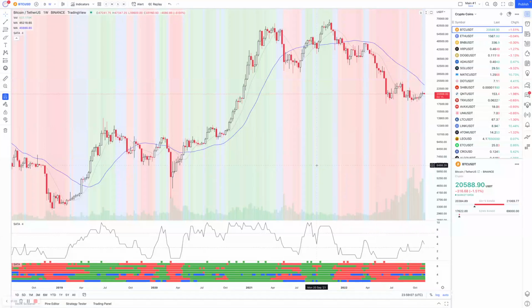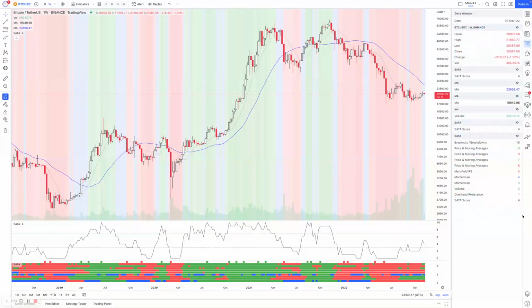We've got the SATA indicator on at the moment with this, showing that this can be used on stocks or crypto coins, whatever. It doesn't really matter what instrument you use, it works nonetheless. In the data window here, it shows the breakdown of the different lines.